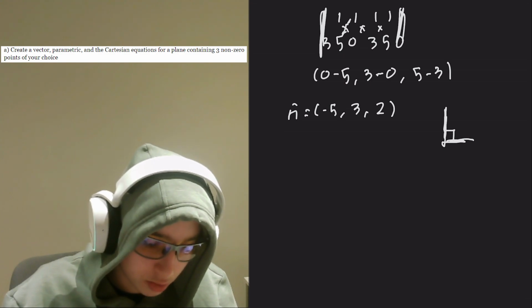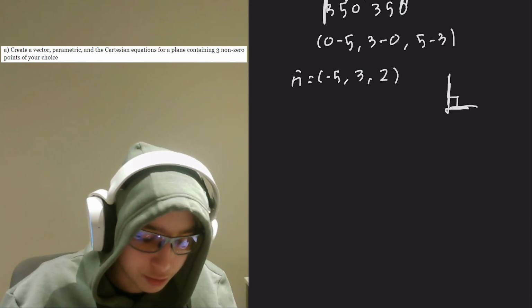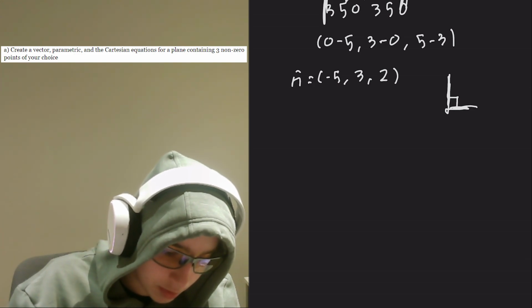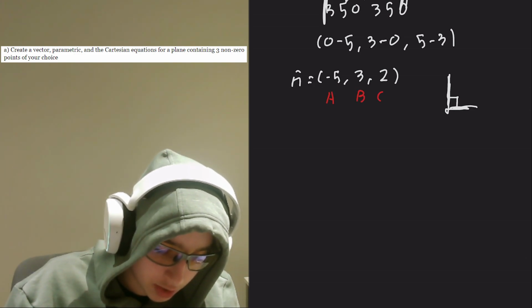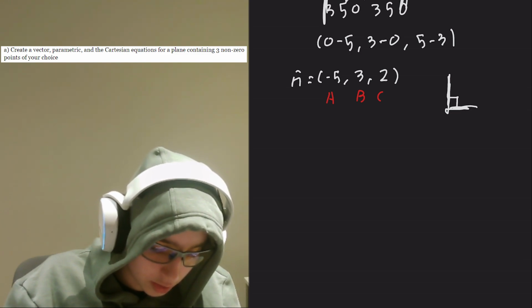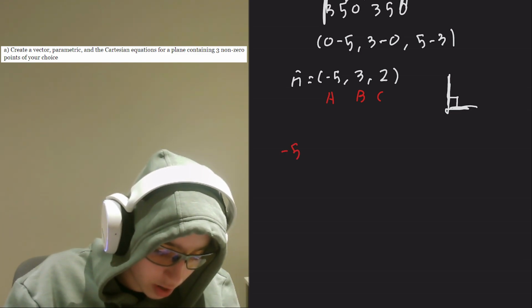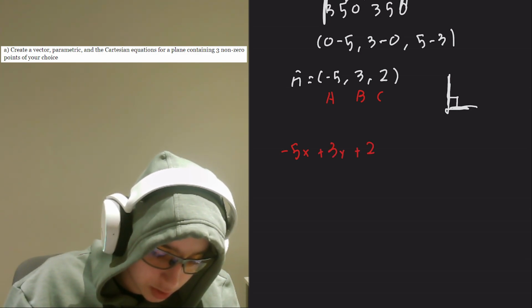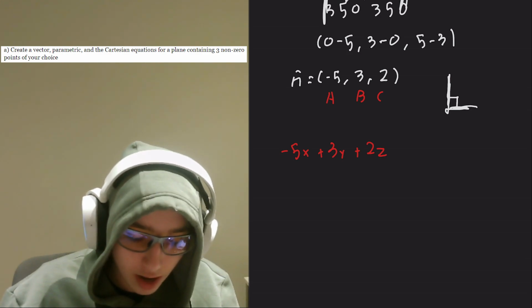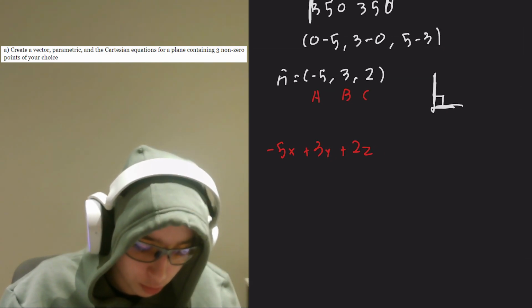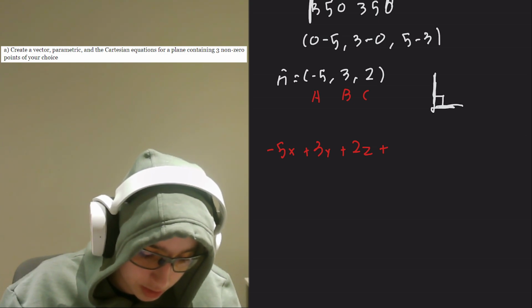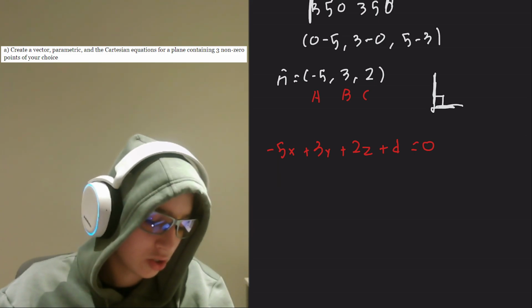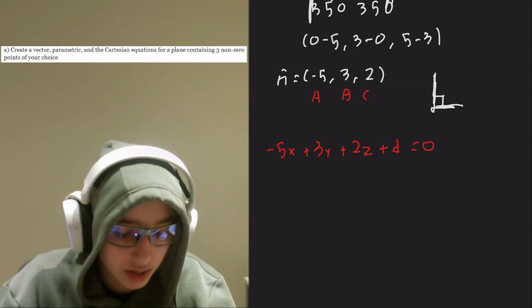So now our Cartesian equation, we can write that out using our normal vector. This would be A, B, and C right here. So let's go and follow our normal format, and it would be negative 5x, and then we'll do plus 3y, and then plus 2z, and we're gonna have to plug in values to find our d value, but we'll figure that out later. We'll just put plus d here for now, and that equals 0. Okay, so this is our Cartesian equation, but it's not yet complete because we still need a d value.